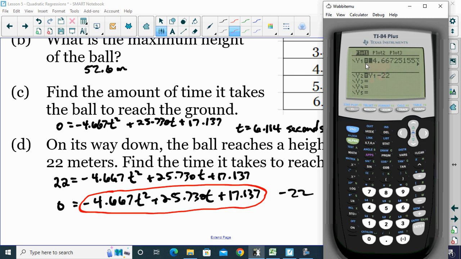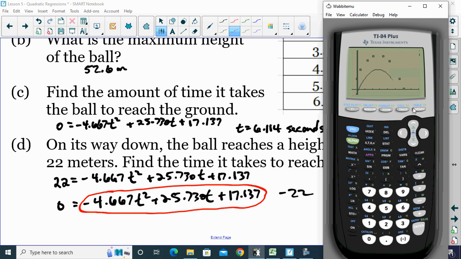To turn the graph off, notice the equal sign is highlighted. I want to push enter on the equal sign so that that is no longer activated. So notice now I haven't cleared it out. It's still stored in there, but it's not going to graph it. The only one it's going to graph is y1 minus 22, which is what I want.